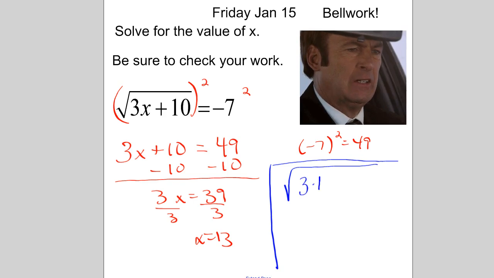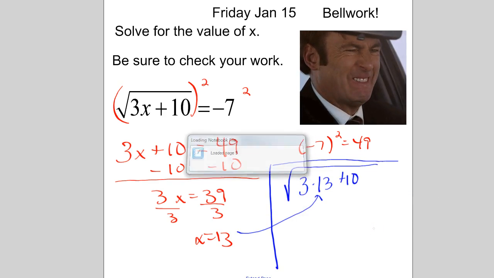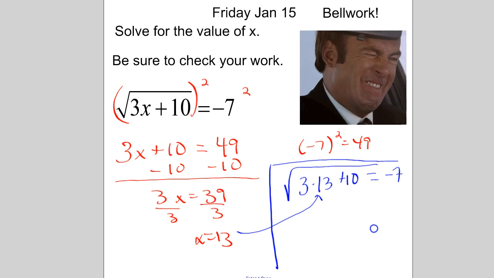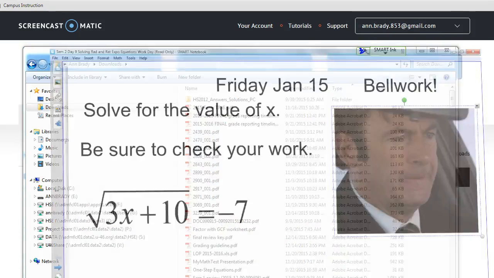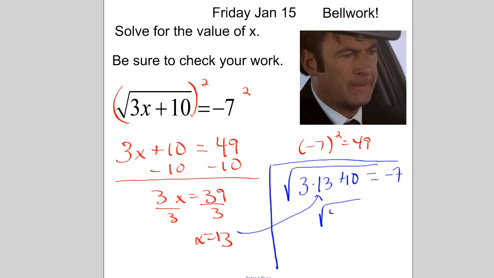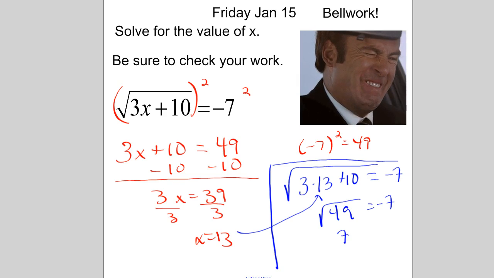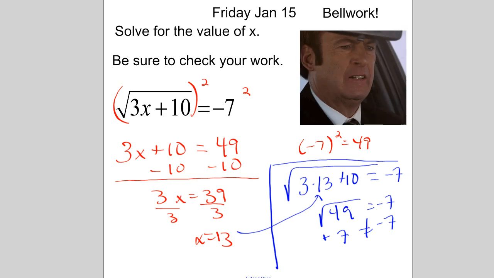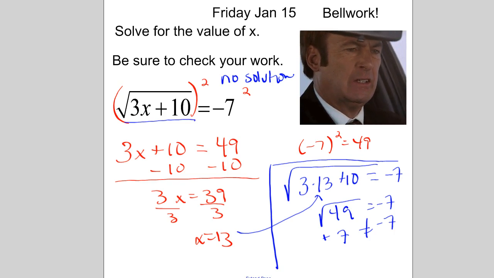Does 3 times 13, I just solved for it, plus 10, does that equal a negative 7? So does the square root of 49 equal negative 7? Well, the square root of 49 is a positive 7. It doesn't equal a negative 7. So our answer here, you should have said no solution. Okay? Or if you were crafty, you could have said, well, hey, I can't take the square root of a negative number. It's no solution. All right, let's move on.